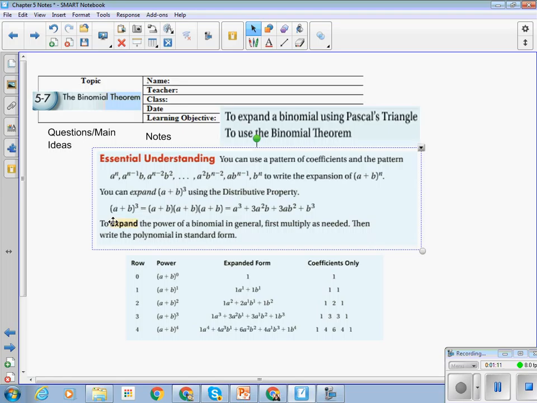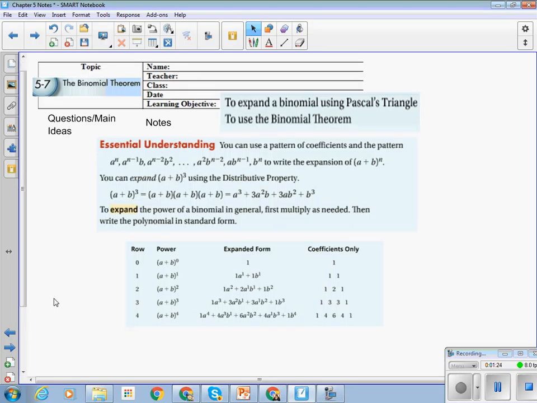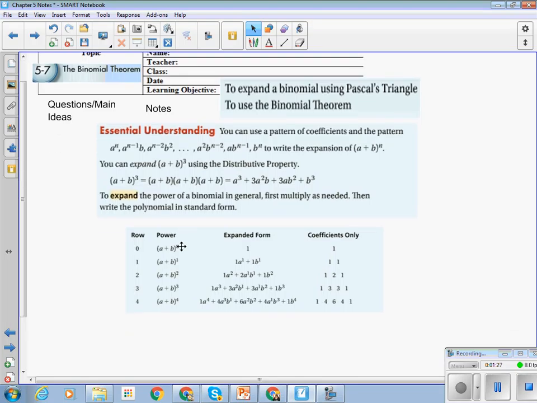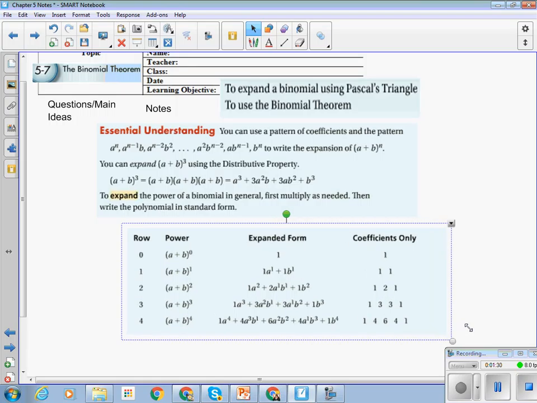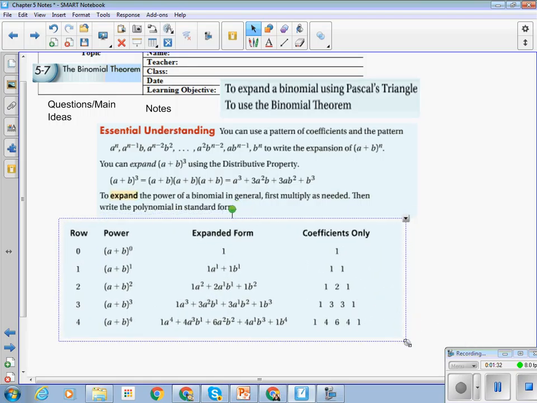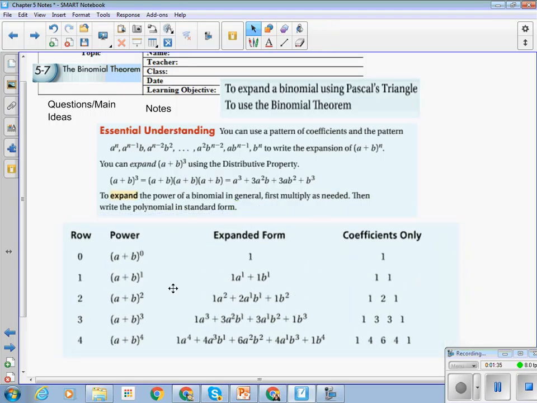So we're going to expand the binomial. To expand the power of a binomial, usually we multiply and then write in standard form. We are going to use a little pattern that we find to make our lives a little bit easier in doing that. Okay, so if we look at, and I do want you to write this little chart in your notes.